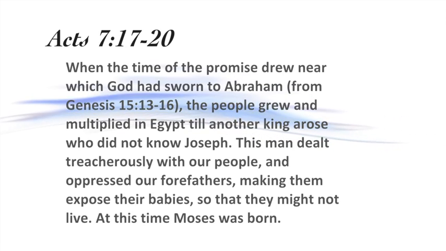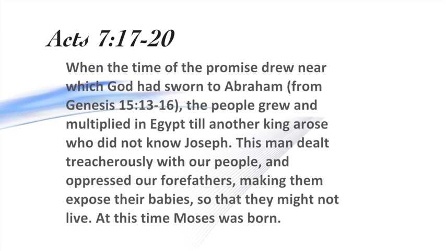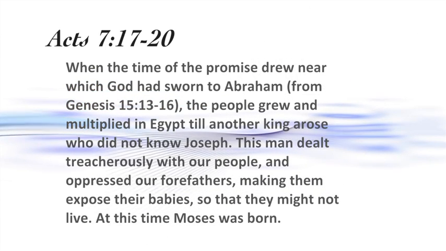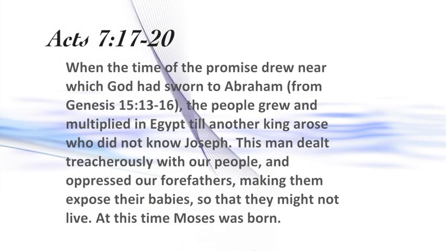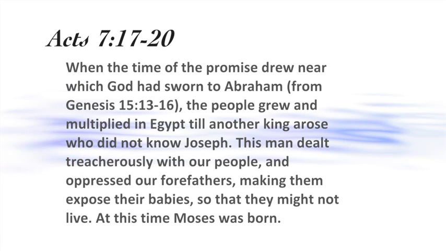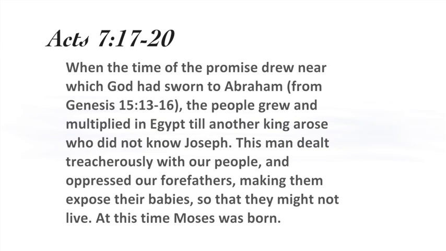The birth of Moses is described in Acts 7, verse 17 to 20, which says, "When the time of the promise drew near, which God had sworn to Abraham," that's back in Genesis 15, "the people grew and multiplied in Egypt, until another king arose who did not know Joseph. This man dealt treacherously with our people and oppressed our forefathers, making them expose their babies, so that they might not live. At this time Moses was born."